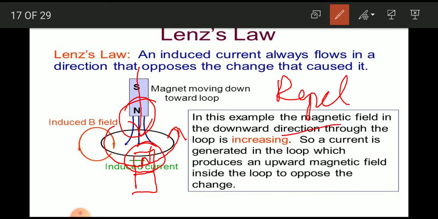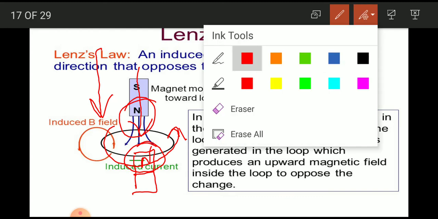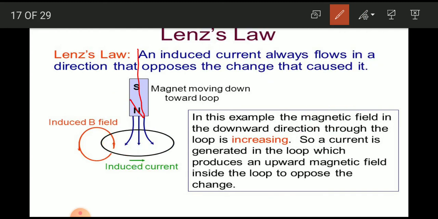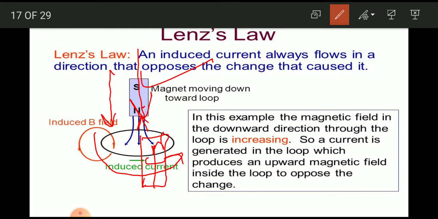So if a magnet is given movement towards the coil in this direction, a magnetic field is created whose north pole is facing the north pole, repelling this magnet. So this repulsion opposes the movement. According to Lenz's law, the induced current is produced in a direction to produce a magnetic field which opposes the movement of the magnet towards the coil.